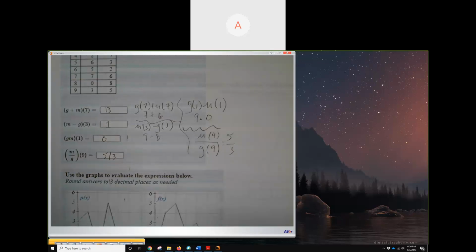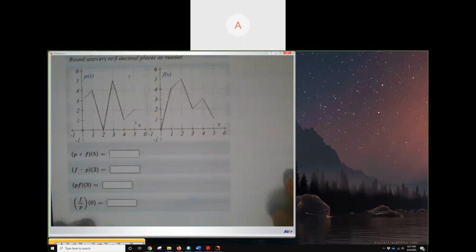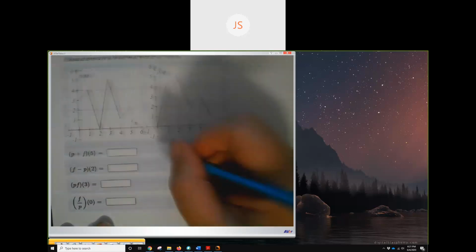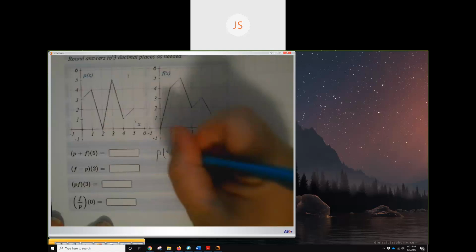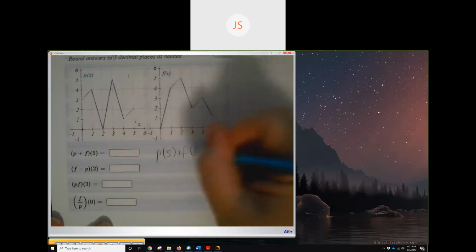All right. Thank you. So we're going to do the exact same thing except on a graph. We're going to use the graph to find our outputs. So this first one would be the same as p of 5 plus f of 5.